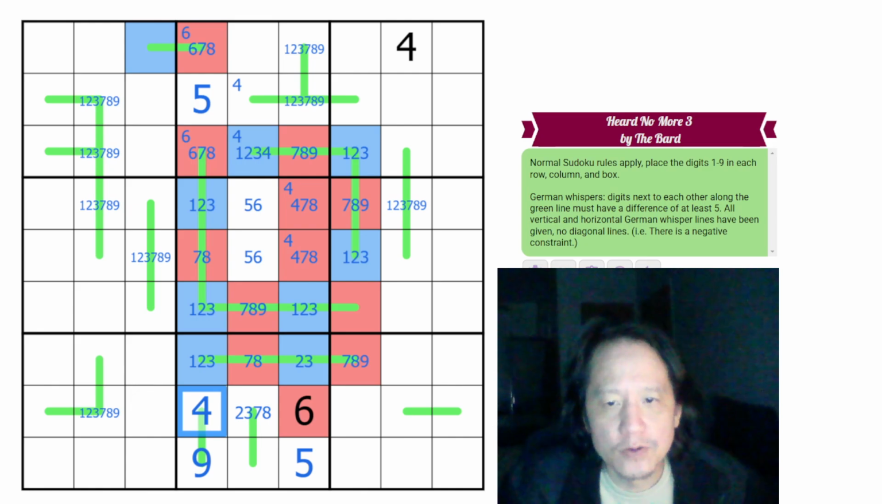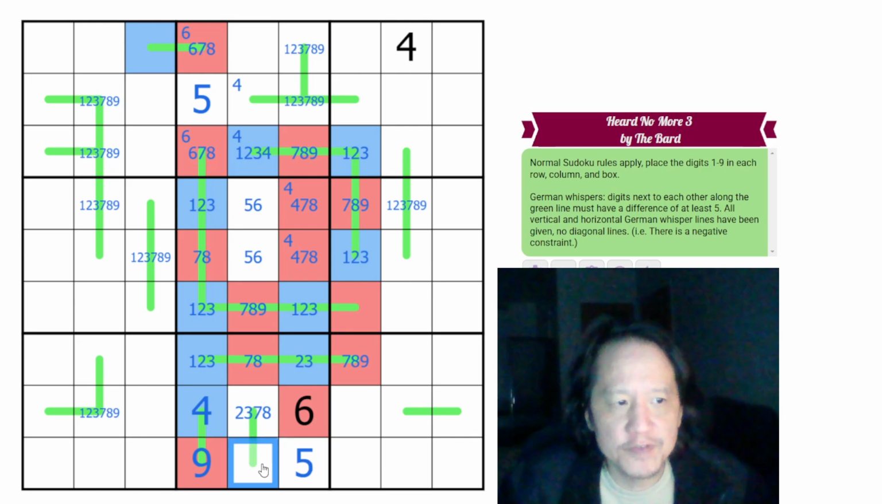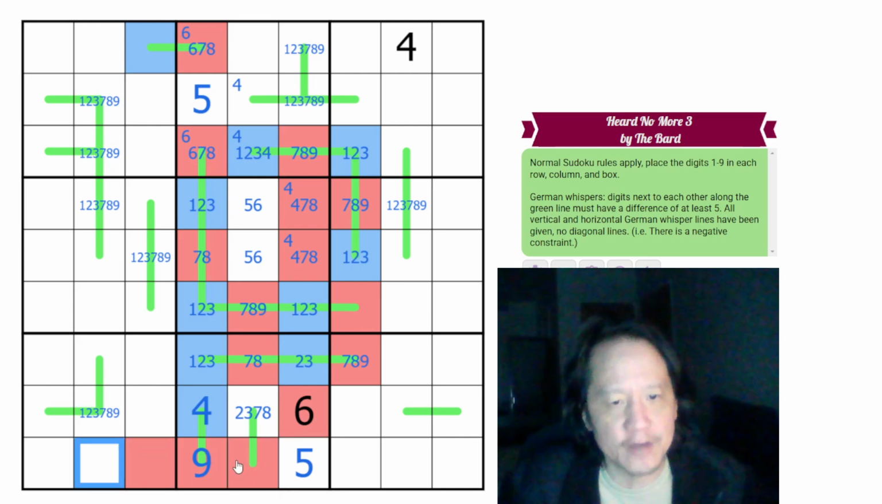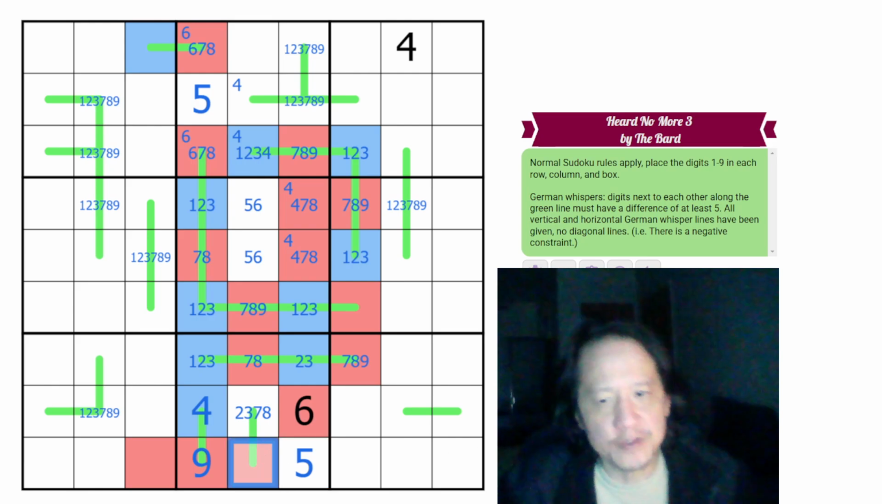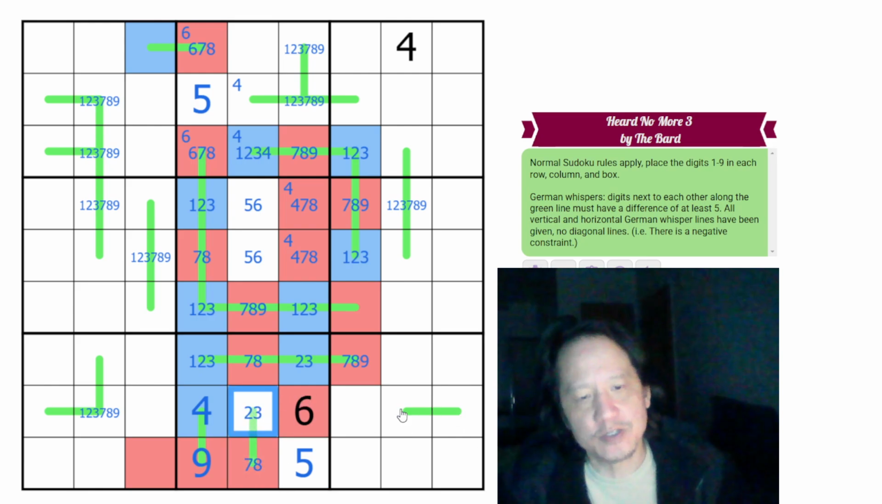This is a low, and this has to be a high. So if this were a low, there would have to be a German whisper line in between there. If this were low, this would have to be a German line in between those two cells also. But there isn't, so therefore this has to be a high, and this has to be a high, because it cannot be 5. Therefore, this is 7 or 8. This has to be 2 or 3.